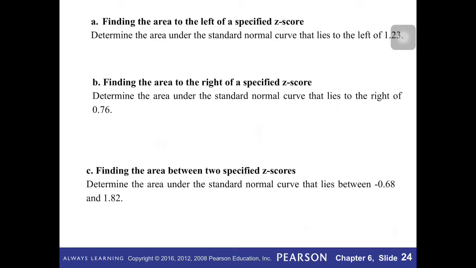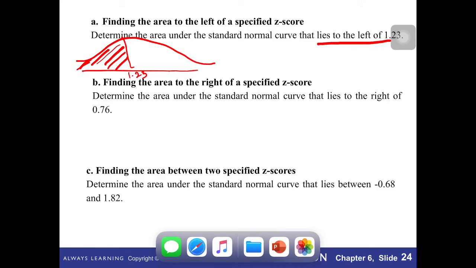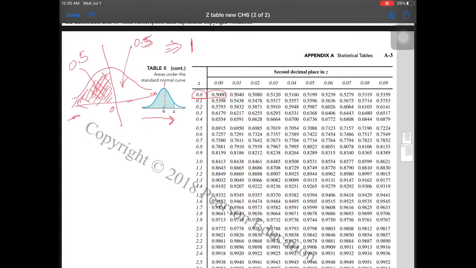Find the area to the left of a specific Z score. Determine the area under the standard normal curve that lies to the left of 1.23, which means you need to find this area to the left. So value is 1.23. Okay, let's figure it out. Which table do you need? It is a positive value, so you have to deal with this table, positive table.